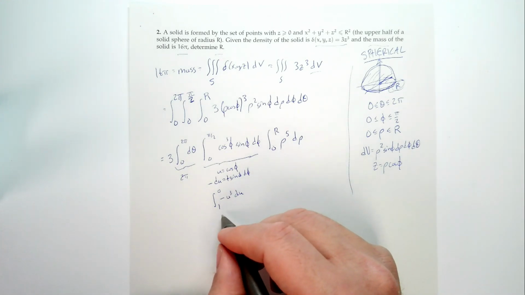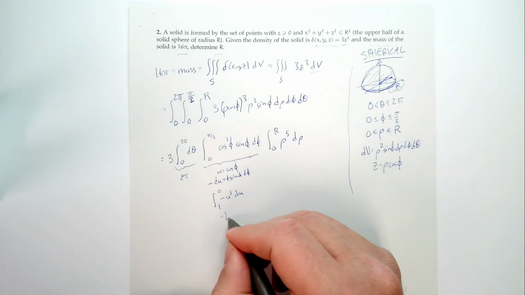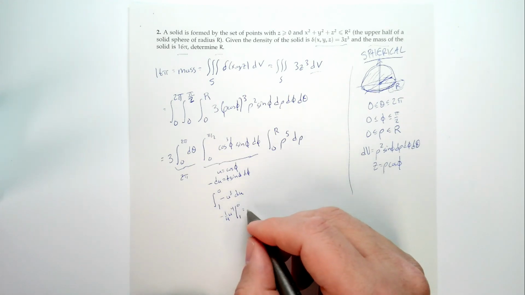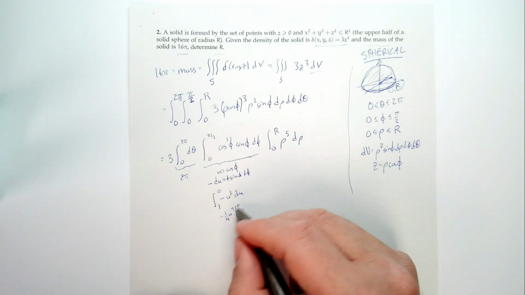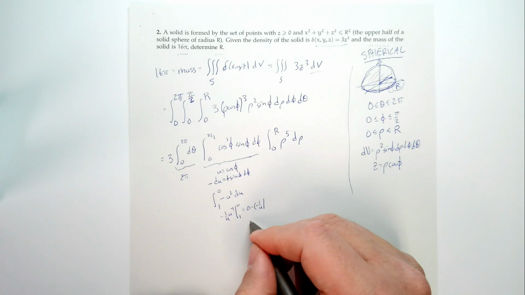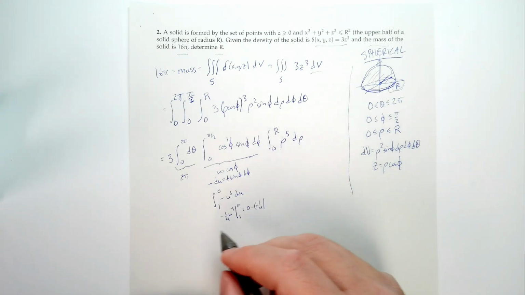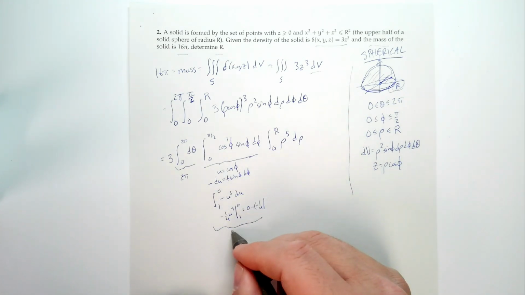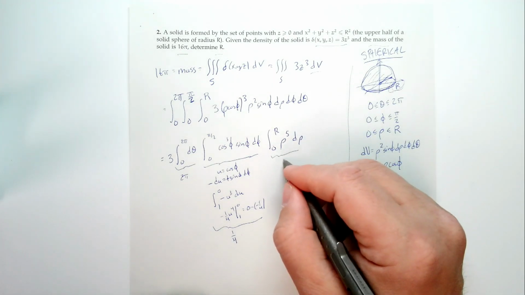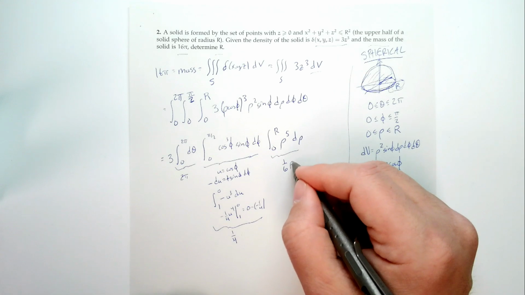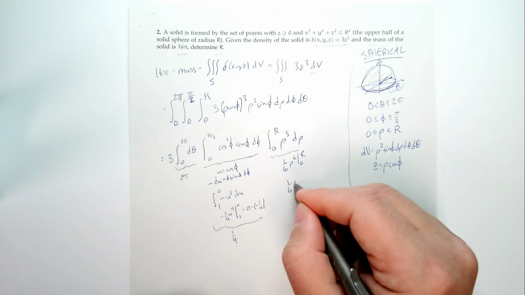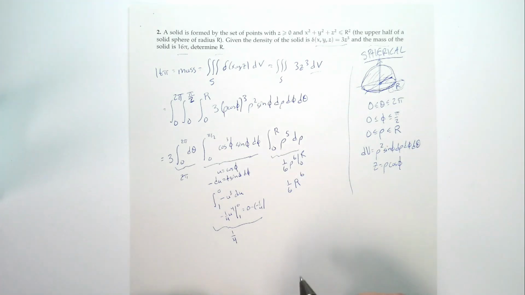Well, that's not so bad. That's minus 1/4 u to the 4th, evaluated from 1 to 0, which is 0 minus 1/4, because if you plug in 0, you get 0. So that says that this middle integral, lo and behold, is 1/4. Now this last integral, well, that's not bad. That's 1/6 rho to the 6 from 0 up to r, which gives us 1/6 capital R to the 6.